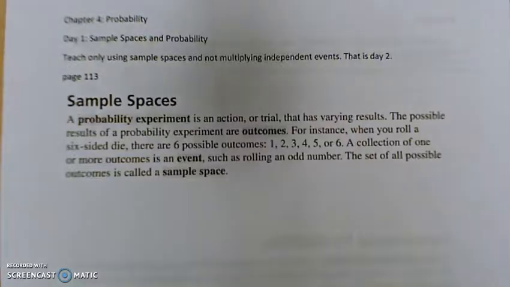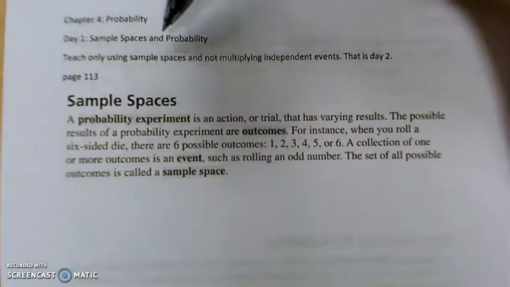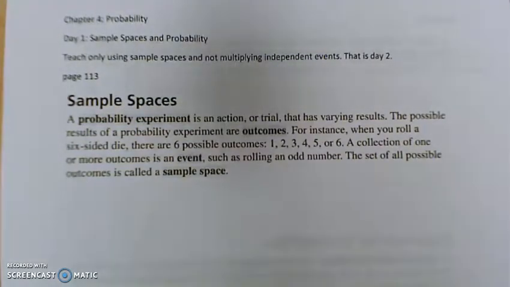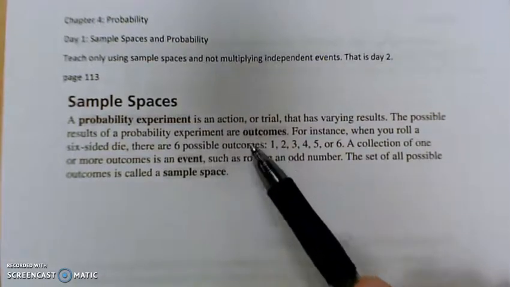So we're starting off the chapter on probability. We're talking about sample spaces and probability. A probability experiment is an action or trial that has varying results. The possible results of a probability experiment are outcomes.